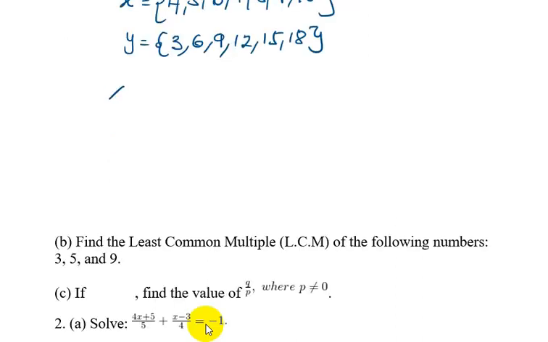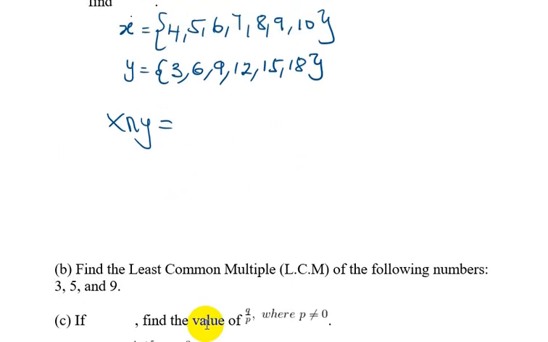So we are finding x intersection y. Okay, so x intersection y is the values that are in x and also in y. But we can see clearly that there is 6 here, there is 6 here, so that will come here, and also we have 9 and we have 9. So that is it. These are the two numbers that can be found in both. So that is all.